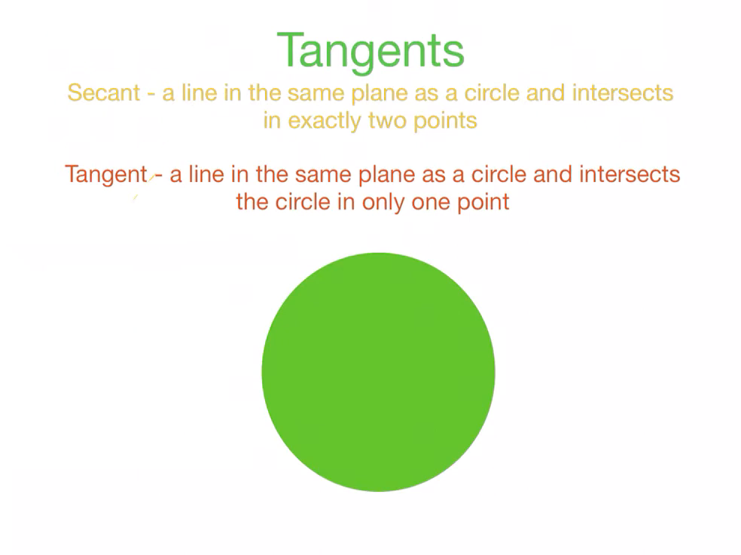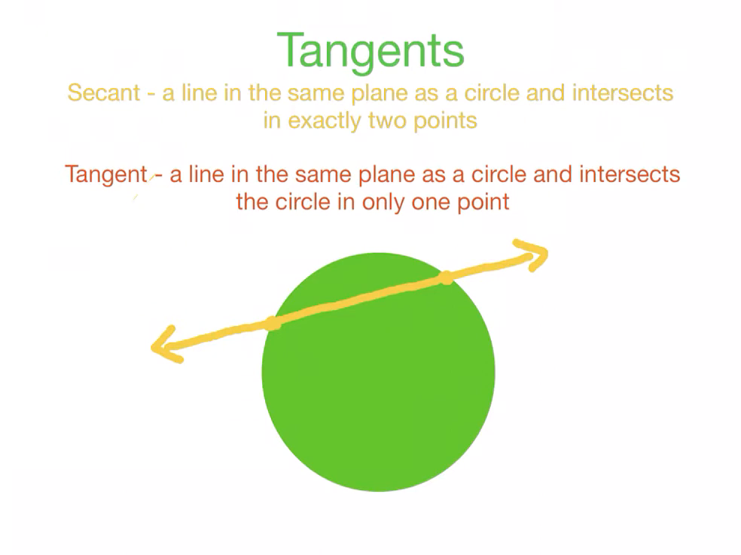First, we have the definition of a secant line, or secant. A secant is a line in the same plane as a circle and intersects the circle in exactly 2 points. So a secant line intersects a circle in 2 points. Right there and there's a secant line. We can see it intersects the circle right there and right there. When we talk about intersecting the circle, we're talking about the outer ring of points, not the interior of the circle. All right, so 2 points.